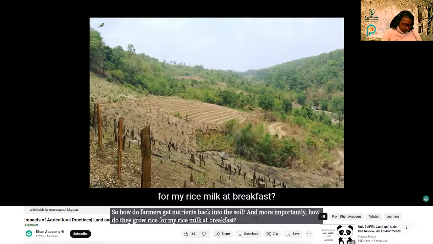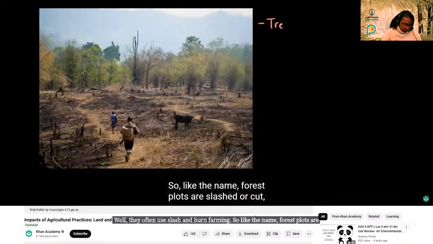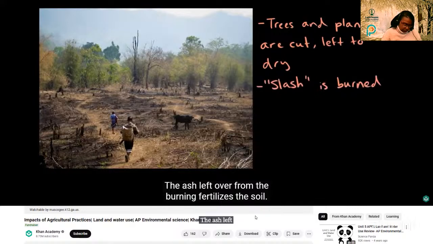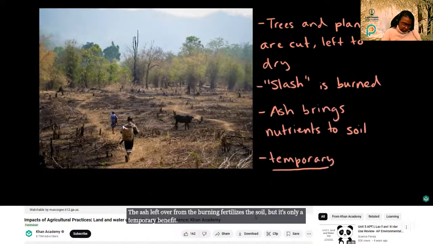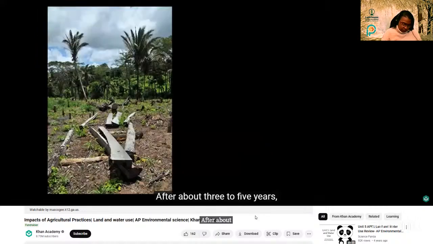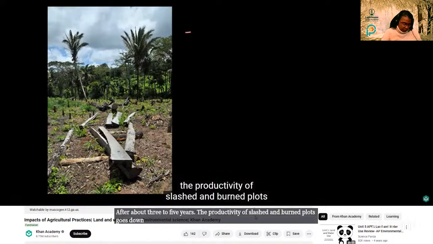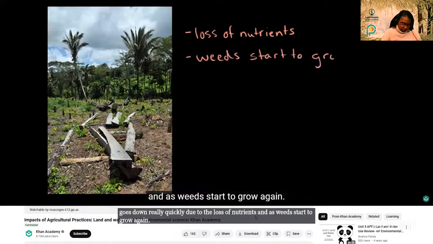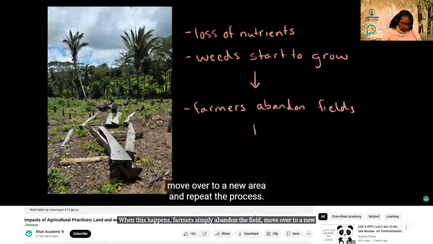Well, they often use slash and burn farming. So, like the name, forest plots are slashed or cut, left to dry, and then burned. The ash left over from the burning fertilizes the soil, but it's only a temporary benefit. After about 3 to 5 years, the productivity of slashed and burned plots goes down really quickly due to the loss of nutrients and as weeds start to grow again. When this happens, farmers simply abandon the field, move over to a new area, and repeat the process.